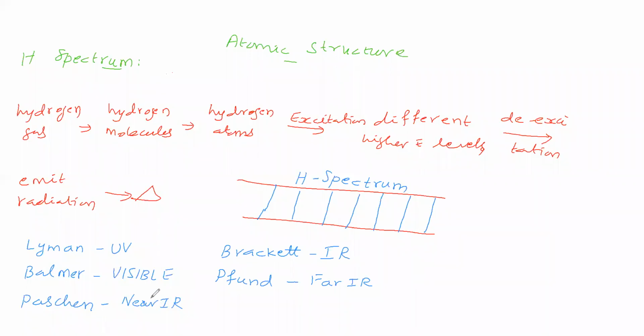Near IR region means lower wavelength. IR region means higher wavelength. Far IR region means still higher wavelength. So in the infrared region, spectral lines are present. These many spectral lines are present in this hydrogen spectrum.